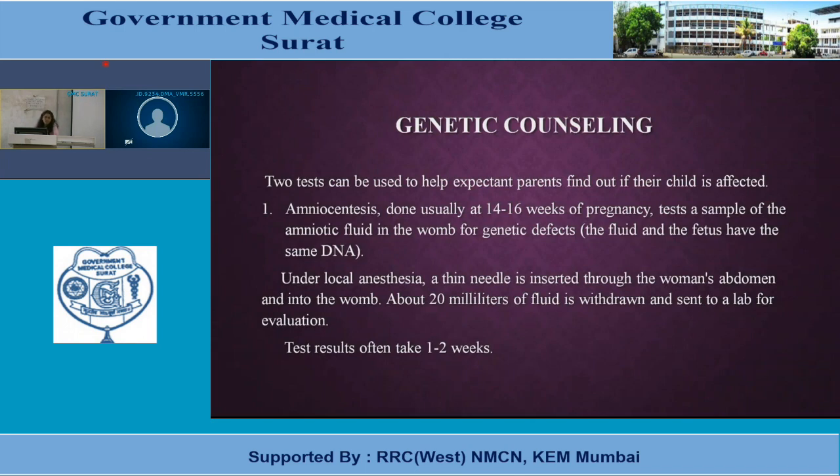So they are concerned about their baby. So we can do genetic counseling and then advise prenatal diagnosis for sickle cell anemia. First is amniocentesis, which is usually done at 14 to 16 weeks of pregnancy. It tests a sample of the amniotic fluid in the womb for genetic defects.